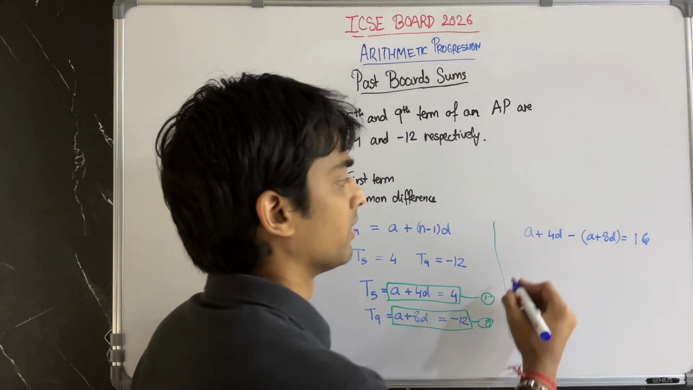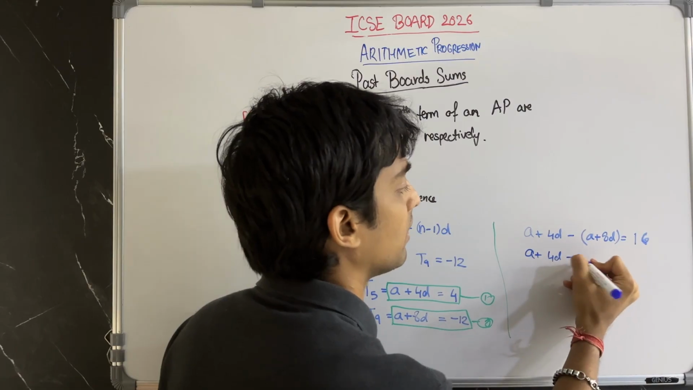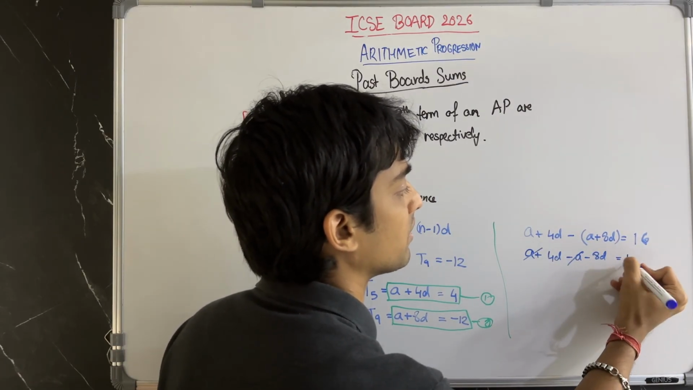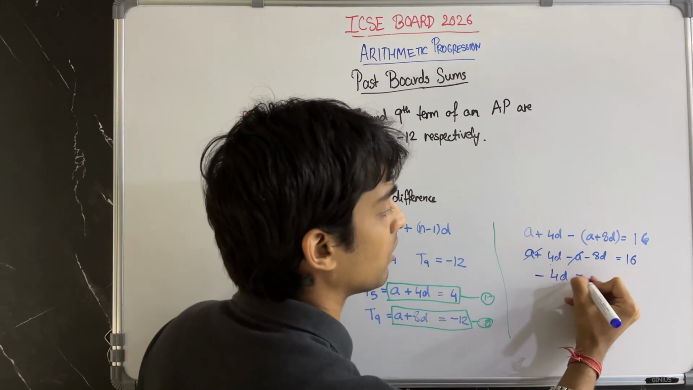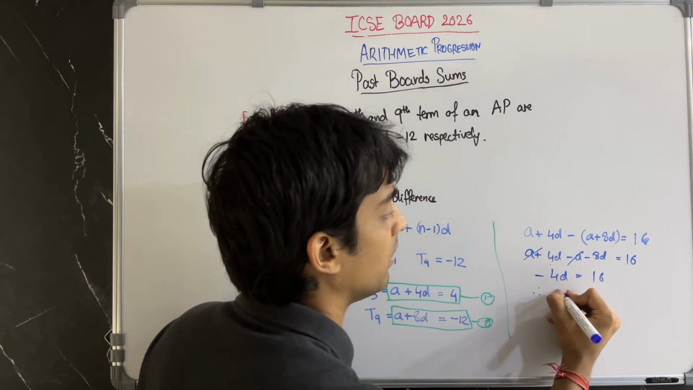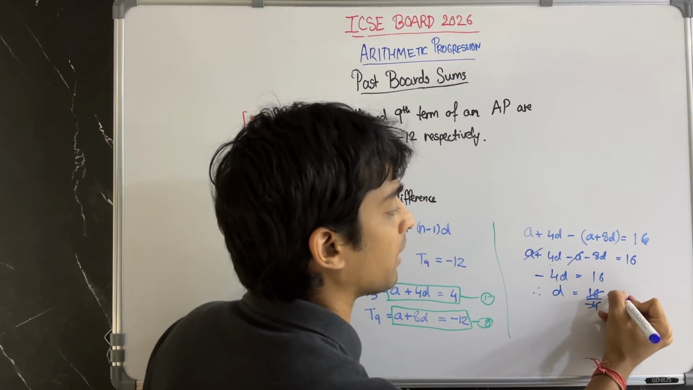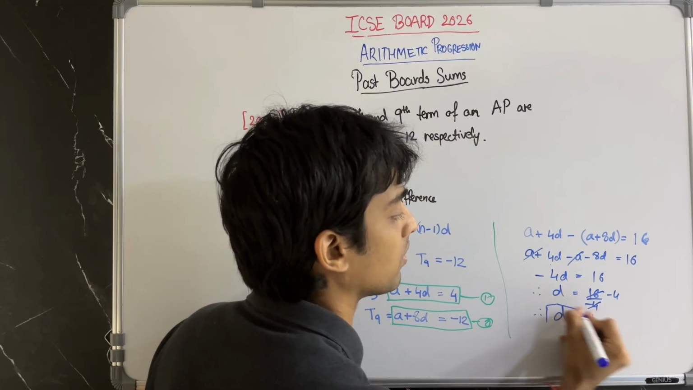Now let's open the brackets. a plus 4d minus a minus 8d. a gets cut, equal to 16. We get minus 4d equal to 16. Therefore, d equal to 16 upon minus 4, which is minus 4. Therefore, d equal to minus 4.